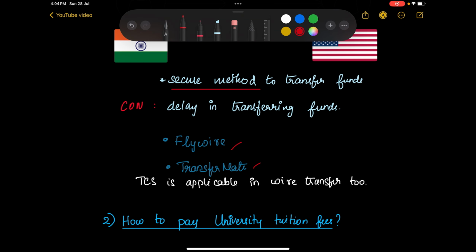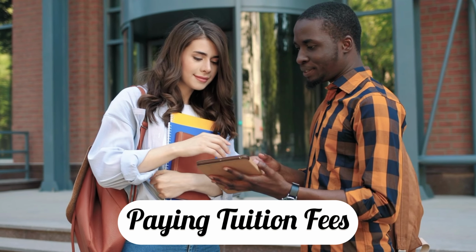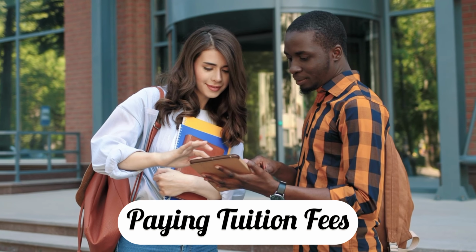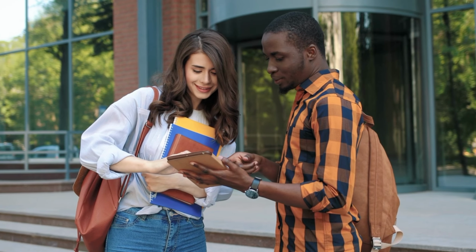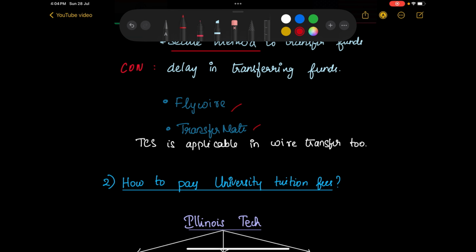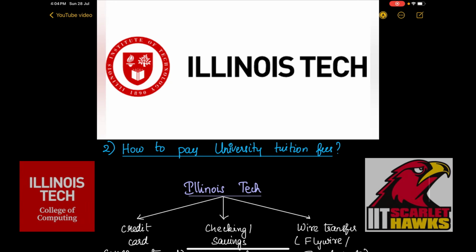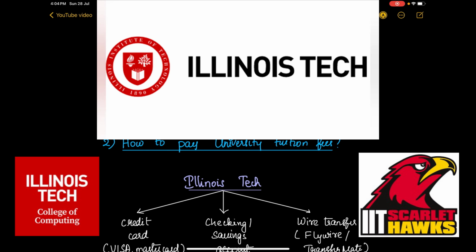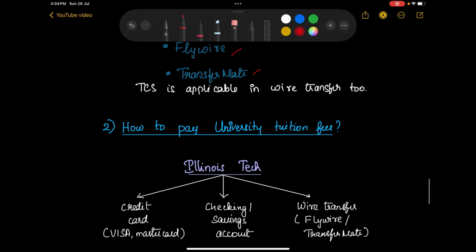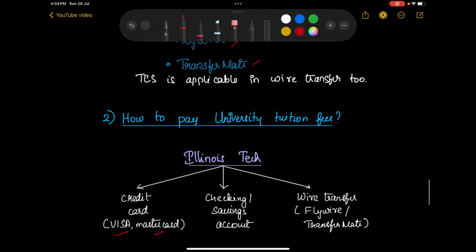Now we move to the second segment of the video, how to pay university tuition fees. Let me answer this with an example of the university that I am attending. I'll be going to Illinois Tech. So Illinois Tech provides me 3 methods to pay the tuition fees. The first is credit card, using a Visa, MasterCard, or American Express card. The next is checking or savings account. This is the kind of account that is present in the US.